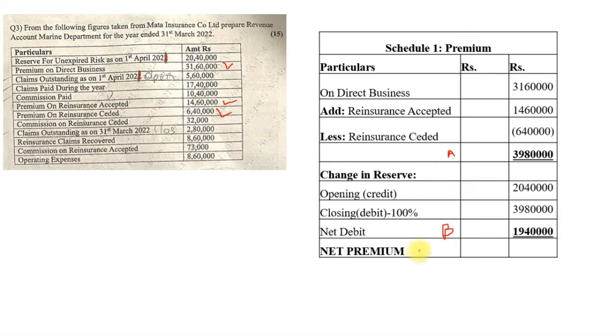And finally, net premium is nothing but A minus B. So that will be 39,80,000 minus 19,40,000. You all should get the answer as 20,40,000 as your net premium. So first, premium on direct business, add reinsurance accepted, less reinsurance ceded. Second, we need to find the change in reserve, that is the opening less the closing, the difference between A and B, and that will become your net premium. Once you get 20,40,000, let us apply it into the format.